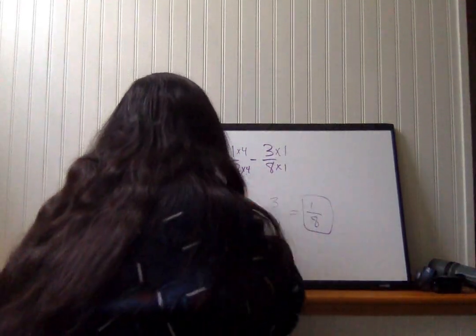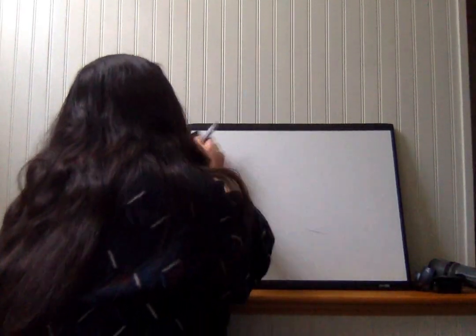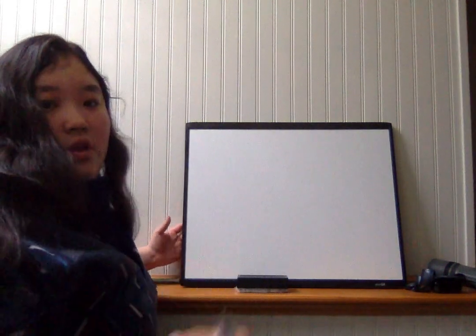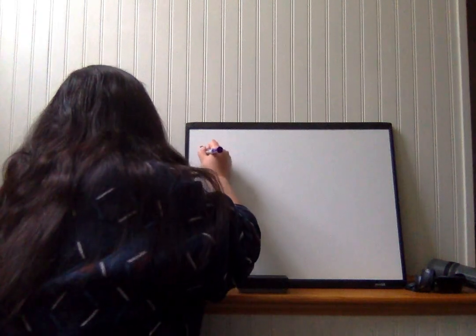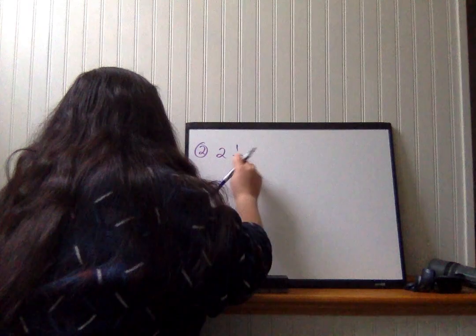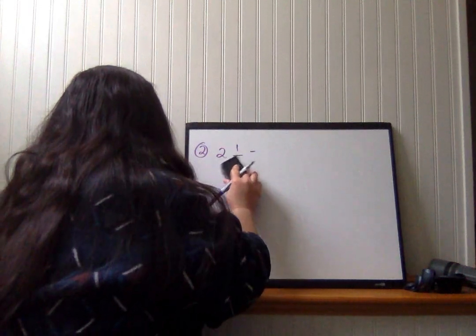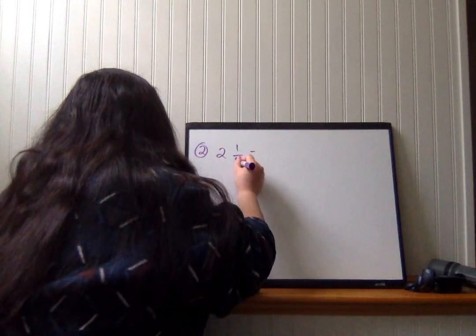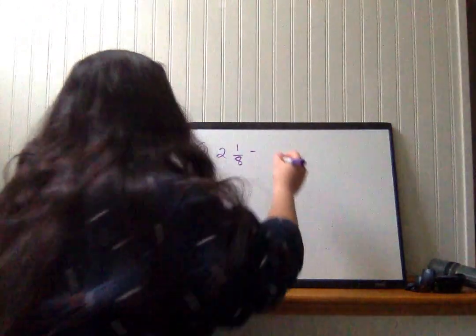If you flip to page 26, our last one, we're going to do the same thing like we did for addition, but we're just subtracting. So if you want to take number 2 on page 26, we have 2 and 1/8 minus 1/2.